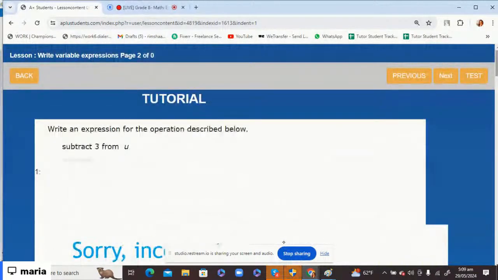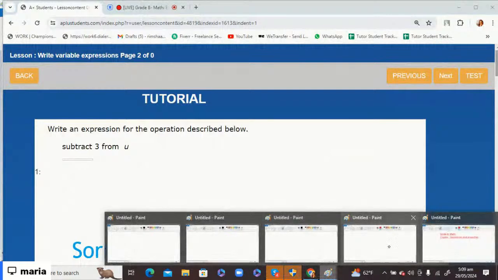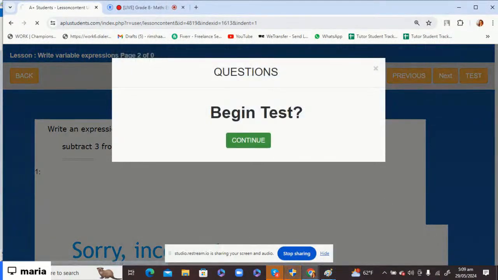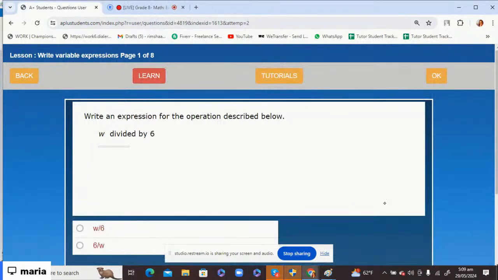Add A and 5. Okay. Then let's go to the test. Let's do some test questions.